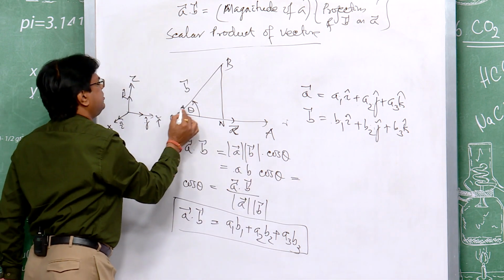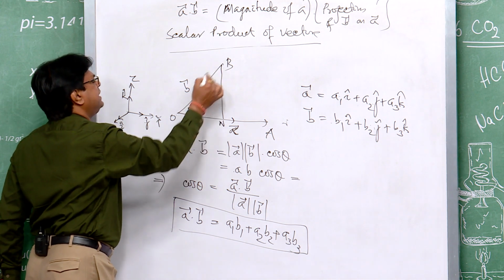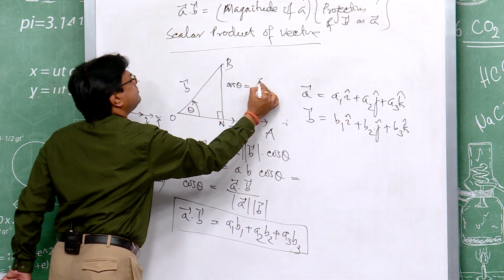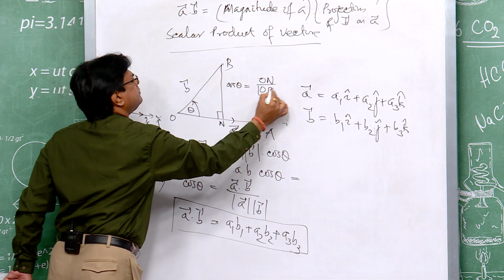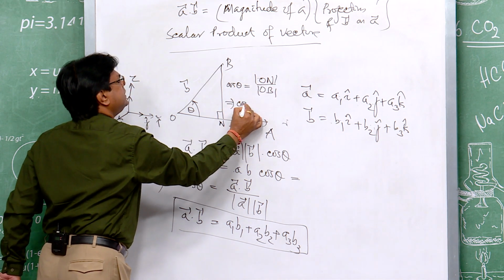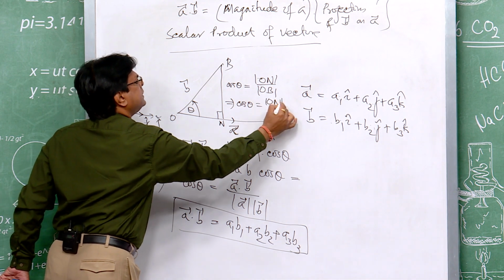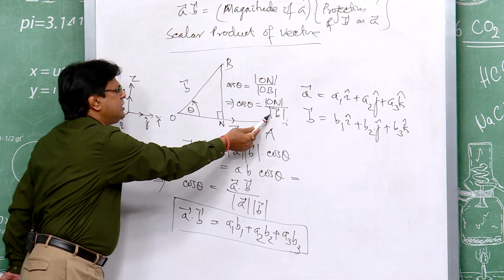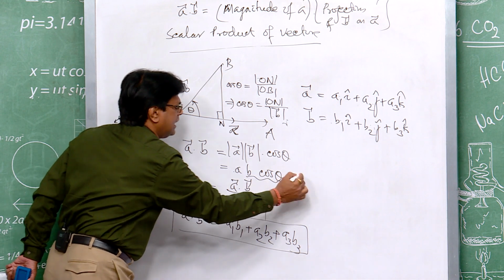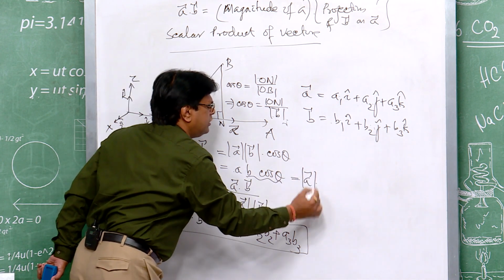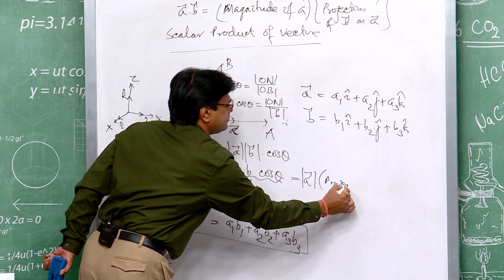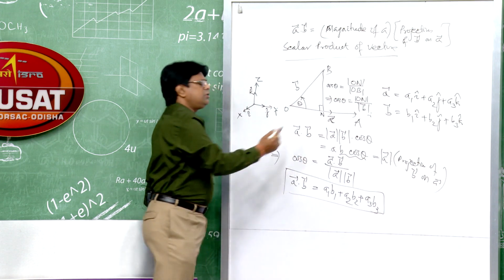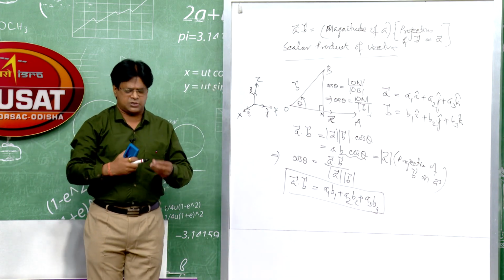So, B cos theta is your, in the right angle triangle O N B, cos theta is equal to O N by O B. So, cos theta is equal to O N by O B, where O B is the B vector magnitude. So, O N is equal to B cos theta. In place of B cos theta, we write A magnitude into the projection of B on A. So, this is your A dot B, that is your geometrical interpretation of scalar product.